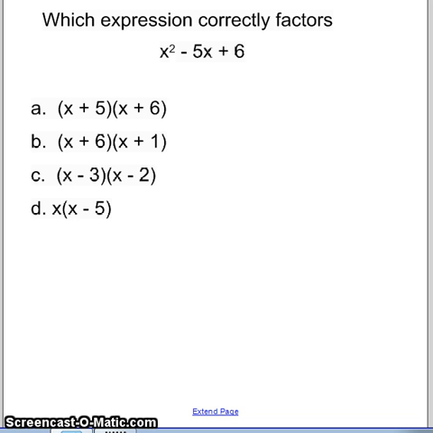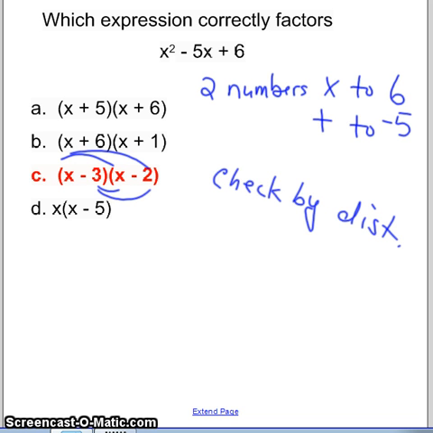It's trinomial factoring. When you do a problem that looks like this, when it's in the form x squared something x something, we're looking for 2 numbers that multiply to 6 that add up to negative 5. 2 numbers that multiply to 6 that add up to negative 5 are negative 3 and negative 2.